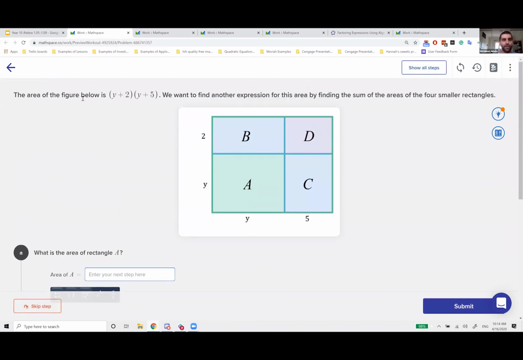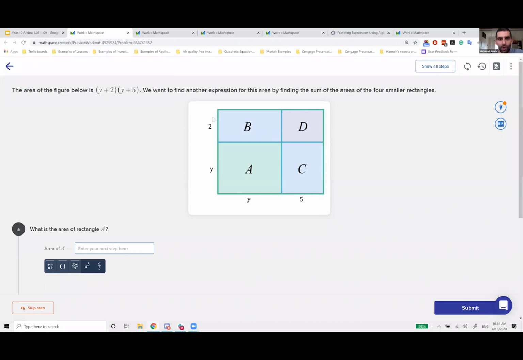All right, so the area of the figure below is y plus 2 times y plus 5. So the big rectangle here, if that's y and that's y, so that's actually going to be a square, and then that's 2 there and that's 5 there. So when we want to work out the area of the big rectangle, we're talking about y plus 2 times y plus 5.